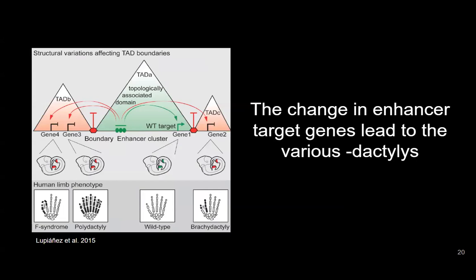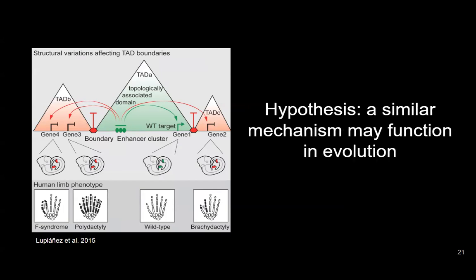So overall, the change in enhancer led to various dactylies, showing that the structure of the genome is important. And so we thought, in this case, this is a disease, but something similar might be going on in evolution. You get a structural variant that changes the 3D genome, you get a phenotype like this, and it's either positively or negatively selected against.